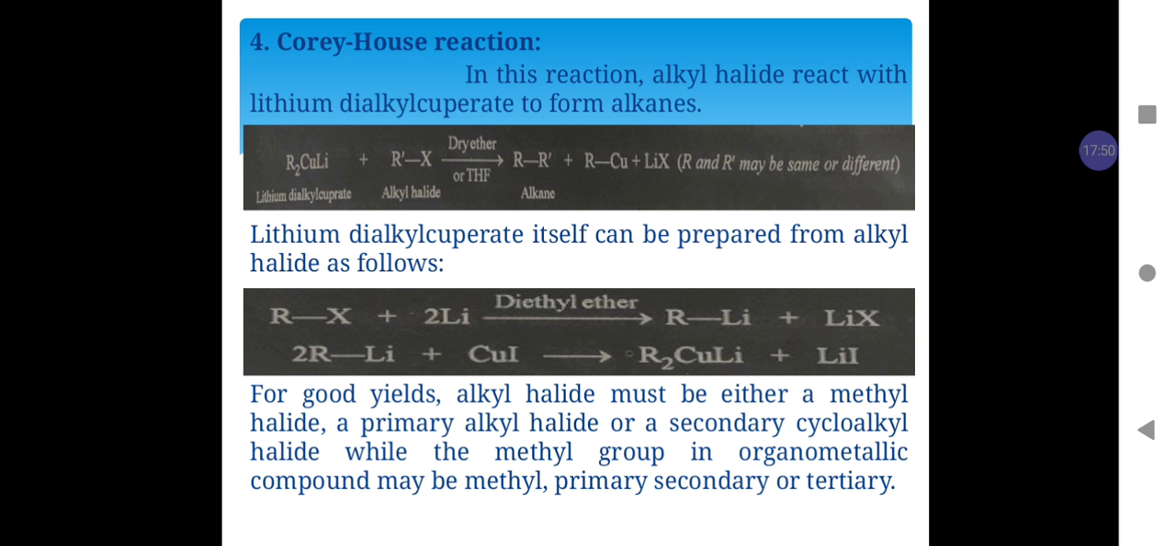cuprate compound of lithium. For good yield, the alkyl halides used in this reaction are either methyl halide, primary alkyl halide, or secondary cycloalkyl halide. While the alkyl group in the organometallic compound may be methyl, primary, secondary or tertiary.